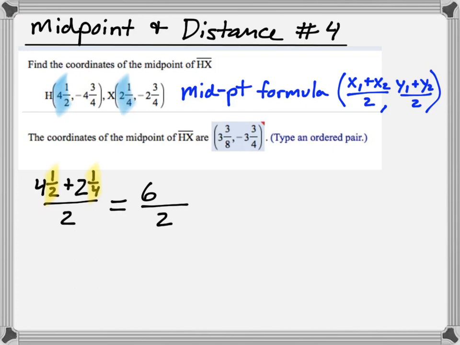The whole numbers are easy. I know 4 plus 2 is 6. And I know I'm dividing by 2. Now, how do I add fractions?